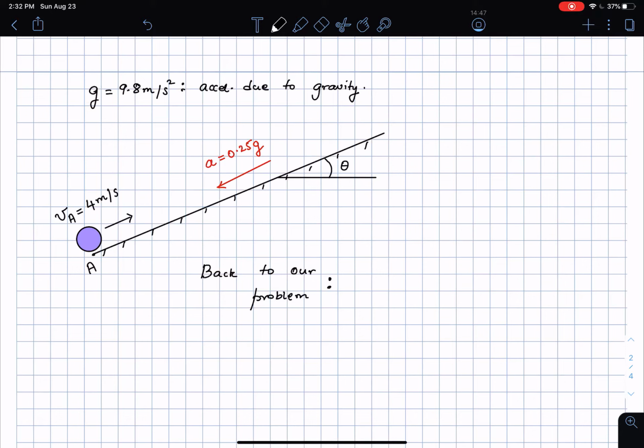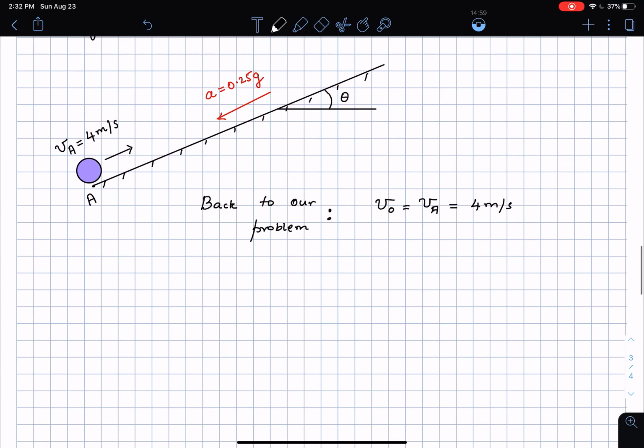What do we have? We have V_A, which is the velocity when it starts, right? So this implies that V naught is the same as V_A in this case, and that's 4 meters per second. Then I also know that the magnitude of the acceleration vector a_C is 0.25 times g, in meters per second squared, where g is equal to 9.8. The important thing though is that the ball is traveling up the incline, the initial velocity, and the direction of the acceleration is down the incline. That's a key thing to make note of.